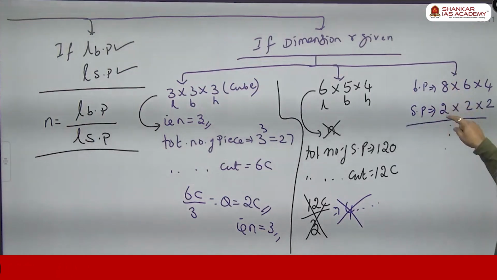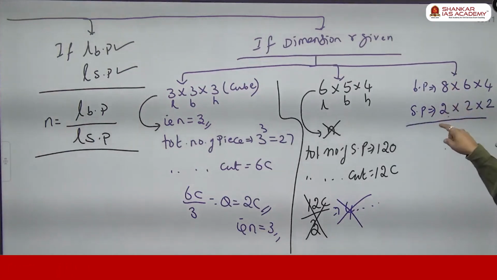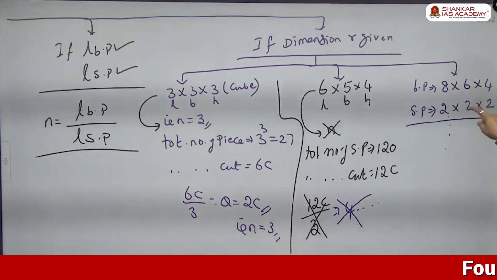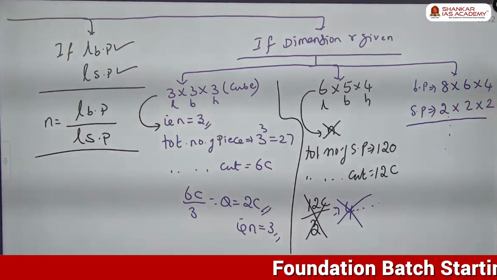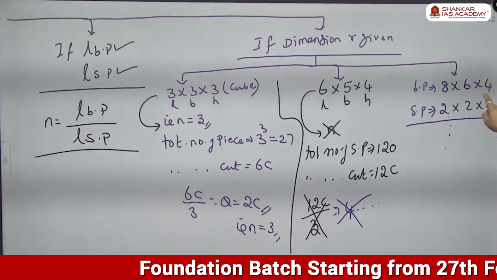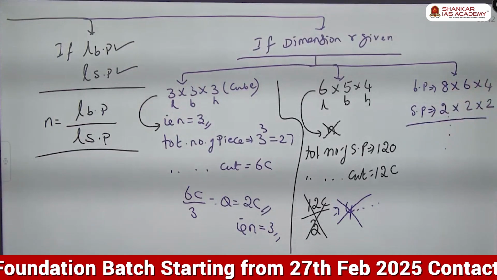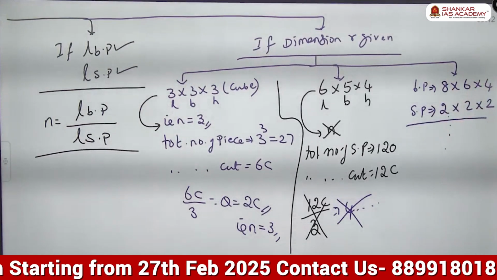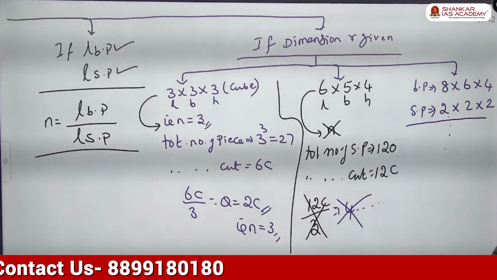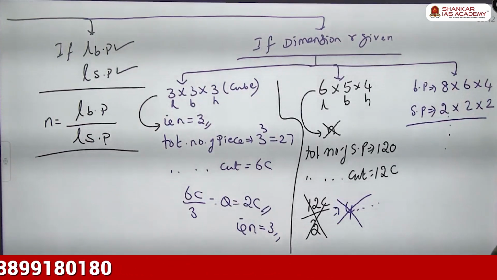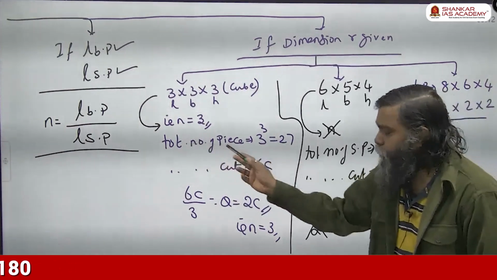8 divided by 4 for length, n equal to 4. 6 divided by 2 for breadth, n equal to 3. Height 4 divided by 2. That means for height, n equal to 2. Like that we will see the question. Do you understand this? That is what I write now: total number of smaller pieces.